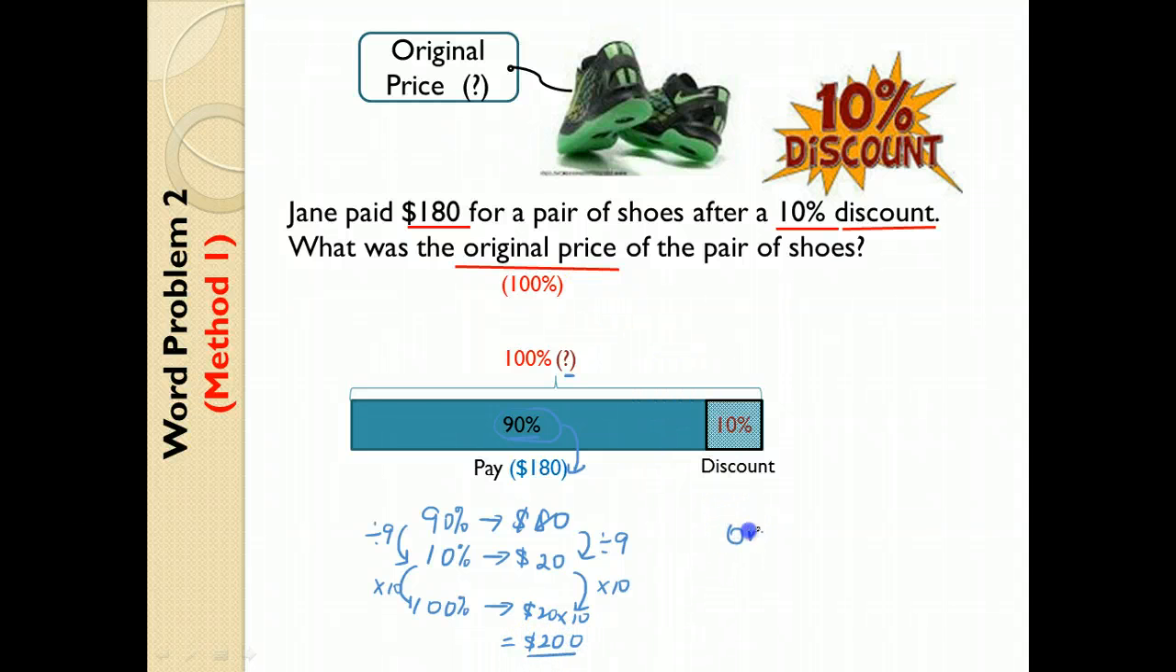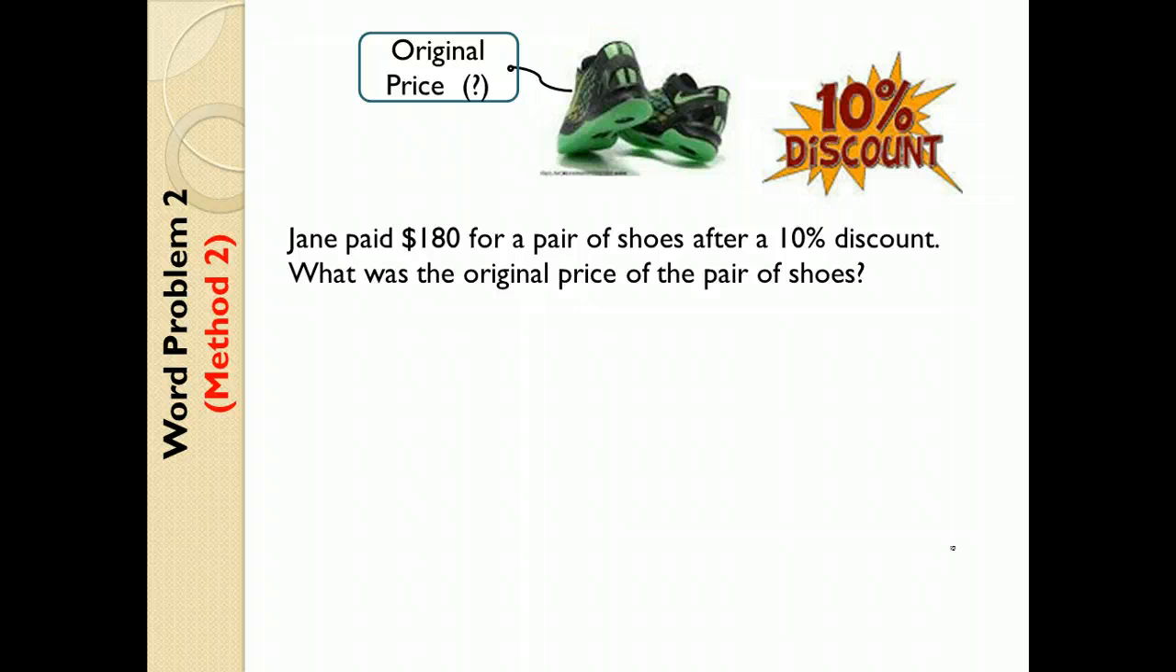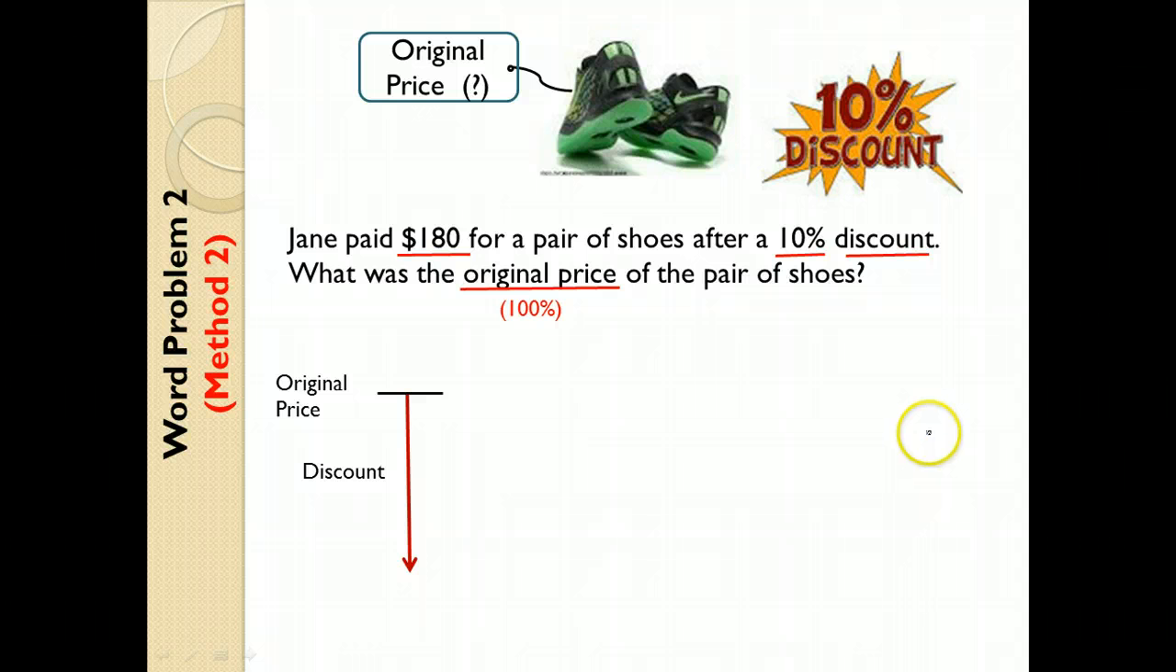So the original price of the pair of shoes is $200. Let's look at another method. Method 2. Jane paid $180 for a pair of shoes after a 10% discount. We want to find the original price, which is our 100%. We know that when there is a discount, we pay less. So we draw an arrow down to show that we pay less. Original price, a discount, and the sale price or the amount we pay.